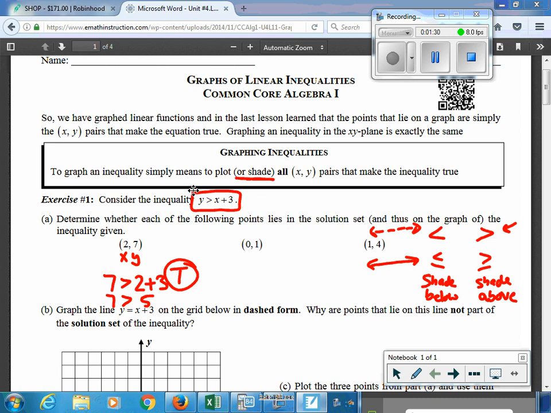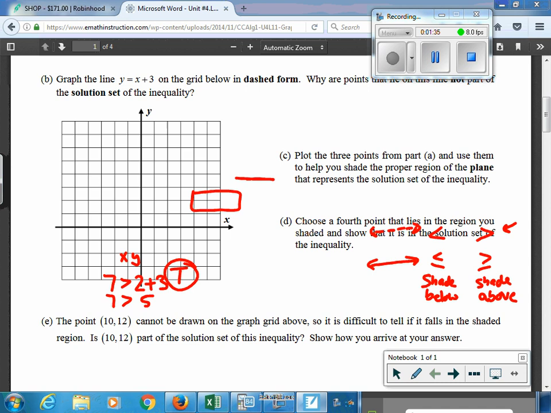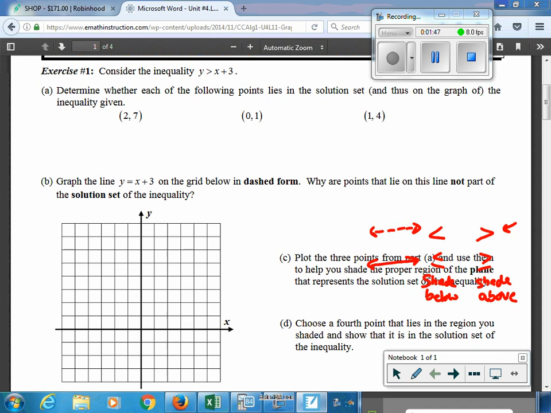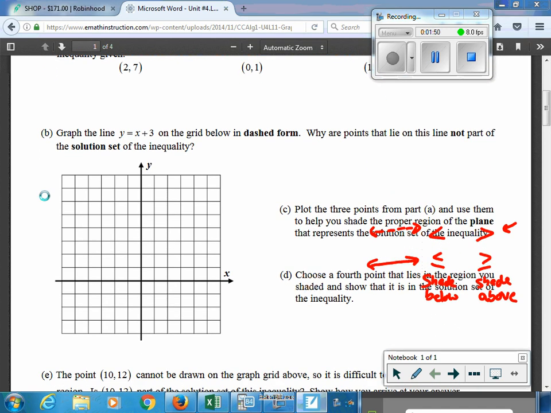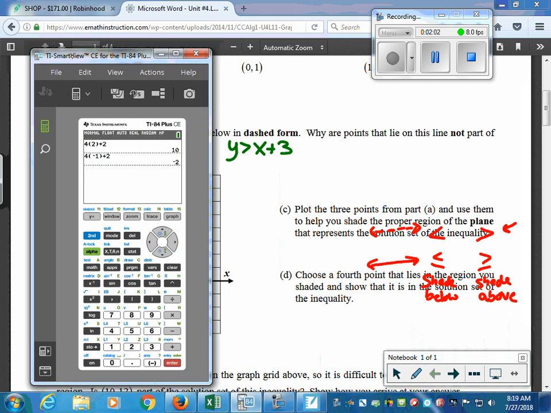Now for part B, I'm going to move this down. For part B, it says to graph the line y equals x plus 3. So this is a dashed form, because again, it's a greater than sign, like it says in the question, y is greater than x plus 3. So I'm going to write that down here, so I just have it for reference. Now you'd want to go to y equals and type in our x plus 3.